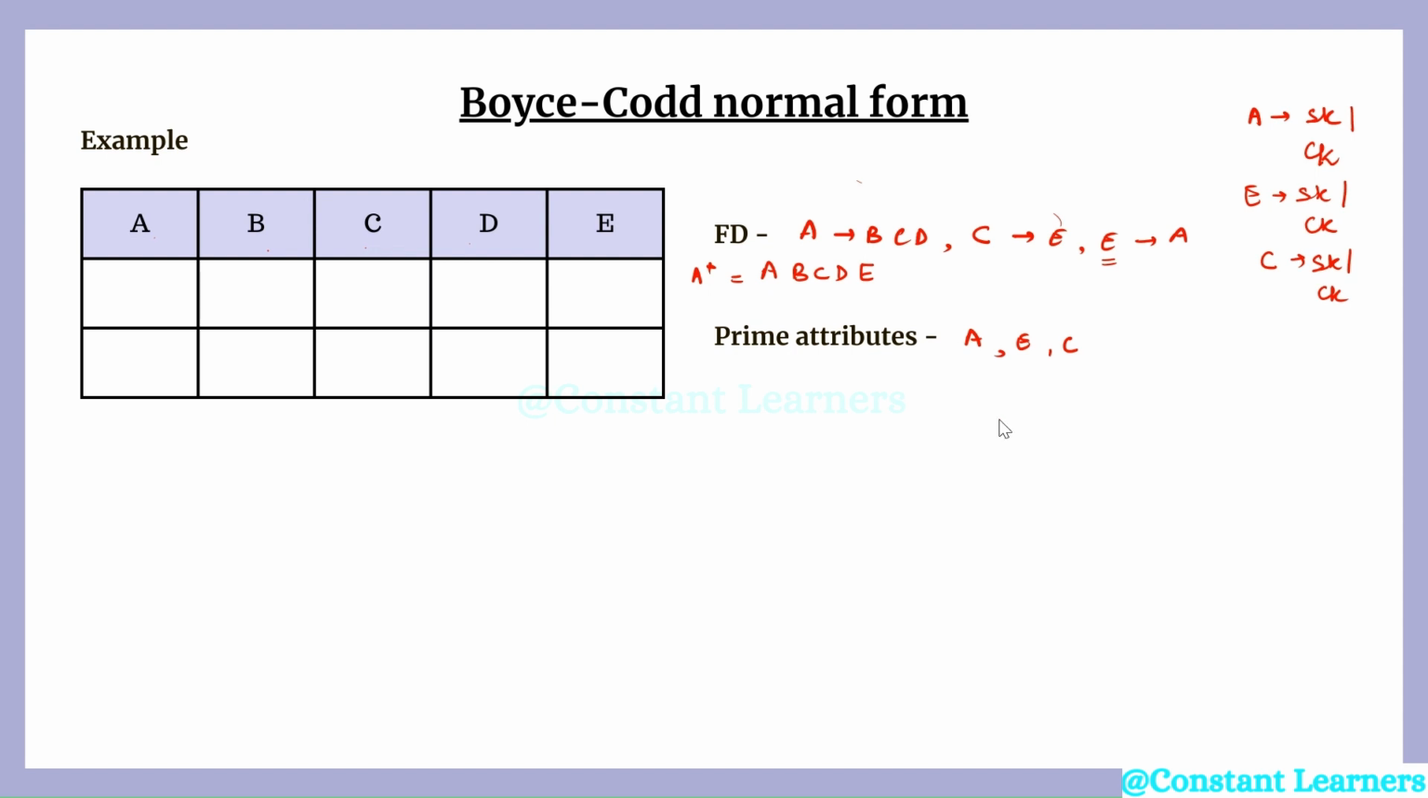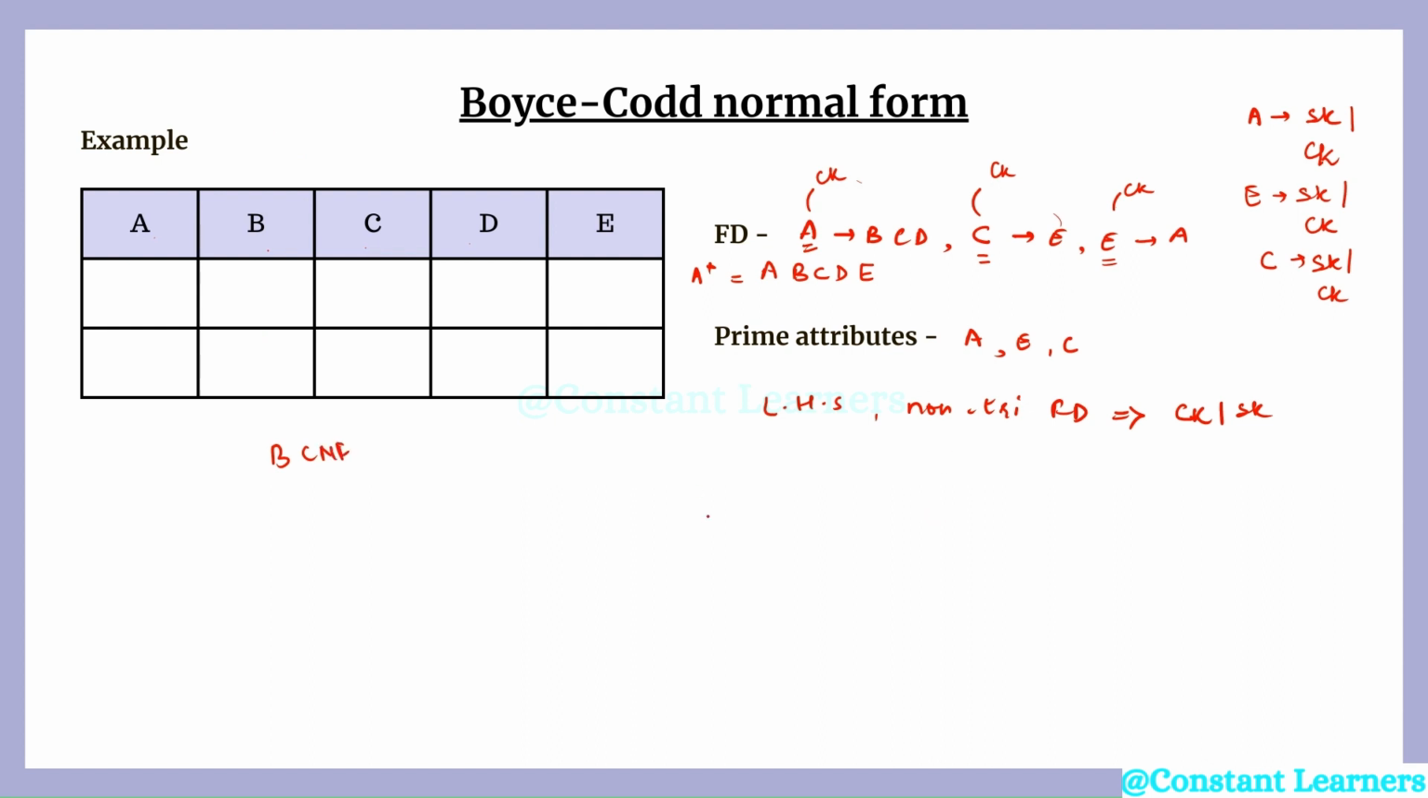Now, for a table to be in Boyce-Codd normal form, it is necessary that the left-hand side for all non-trivial functional dependencies are candidate keys or super keys. Let's check that. In this functional dependency, the left-hand side is A, which is a candidate key. In this functional dependency also, C is a candidate key. That means the left-hand side is a candidate key, and E is also a candidate key. Hence, we can say that this table here is in Boyce-Codd normal form.